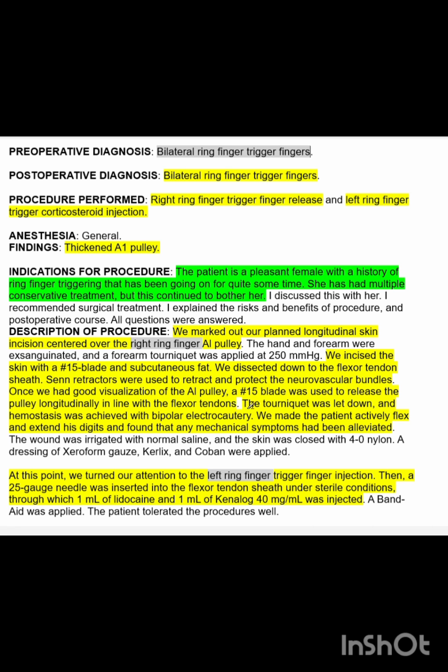So this is what exactly is happening in this operative note. What are they doing? They are making an incision, moving the skin and subcutaneous fat, and then they are making a cut on the A1 pulley, so that now, since the cut has been made, the tendon will glide easily. There is no ring on the tendon now, so the tendon will be able to glide easily. That's it. And what is happening on the left side?